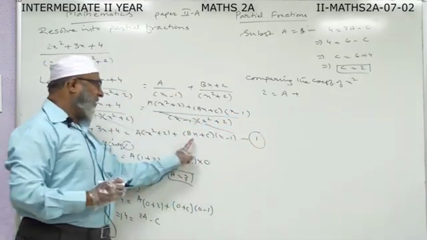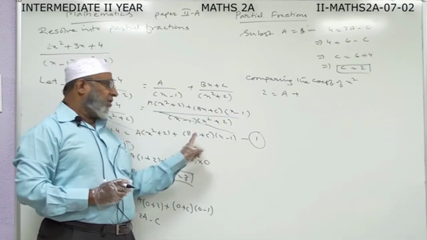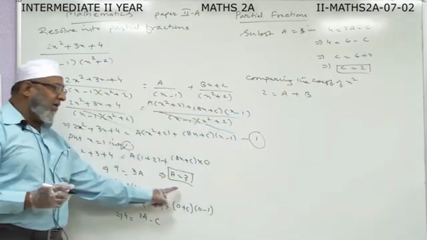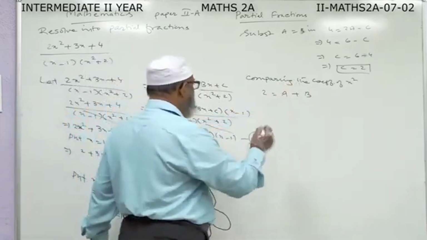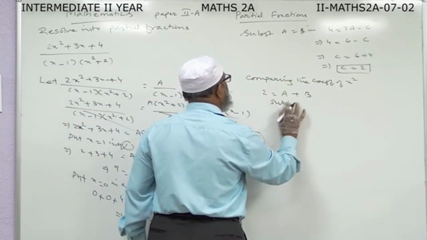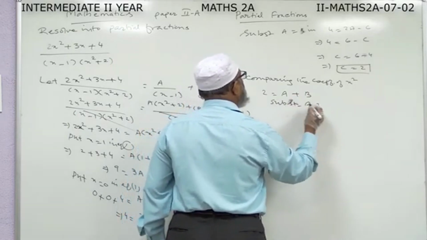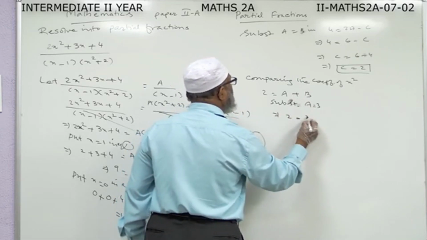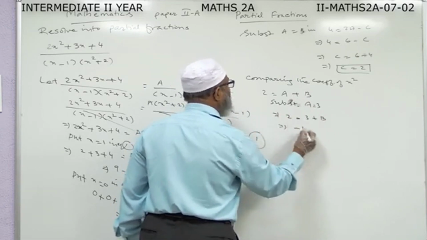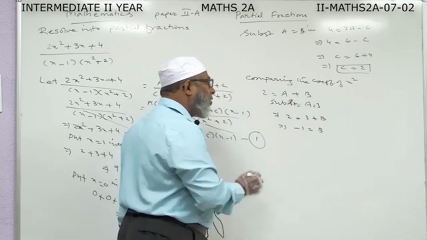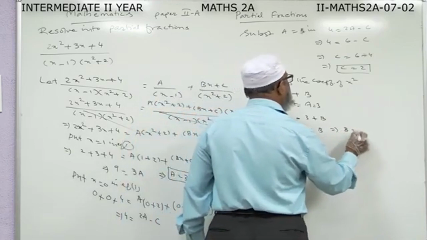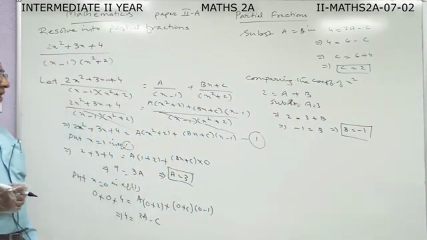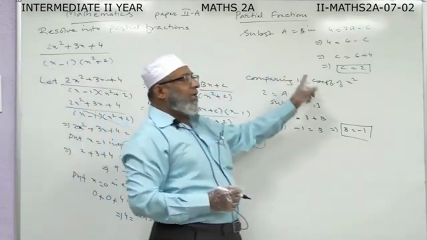Plus, if I multiply this, x into x square, x square is multiplying by b. So, this is nothing but a plus b. Now, I have the value of a is equal to 3. Substituting a equal to 3, this implies that 2 is equal to 3 plus b, or 2 minus 3 is equal to minus 1. So, b is equal to minus 1. So, I got the values for a, b and c.